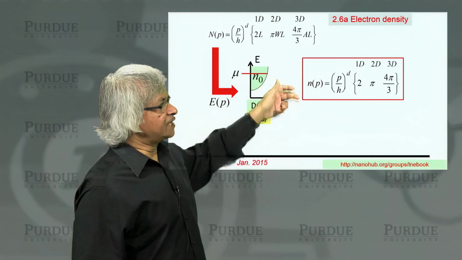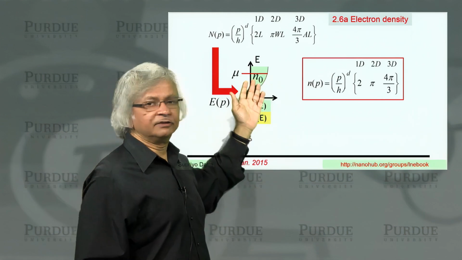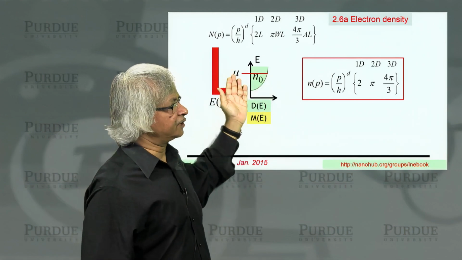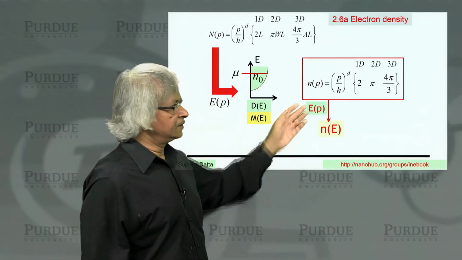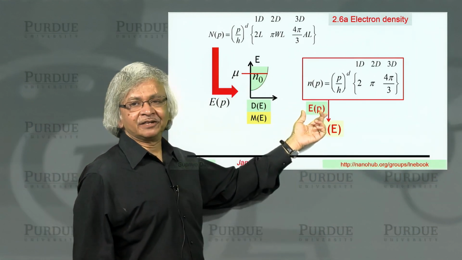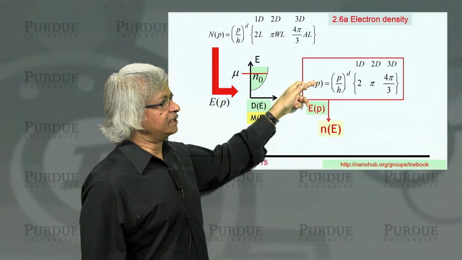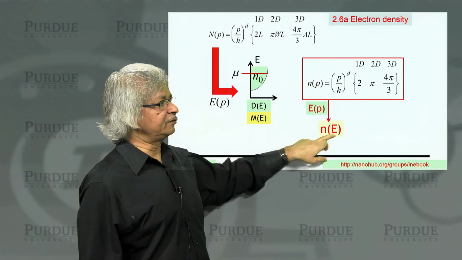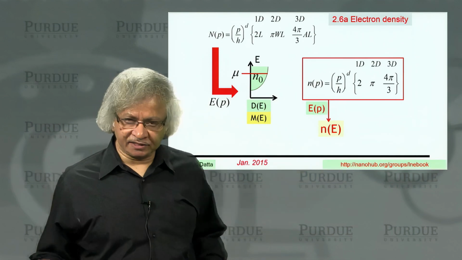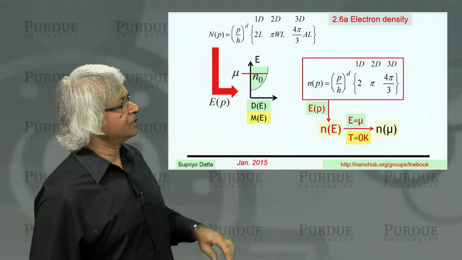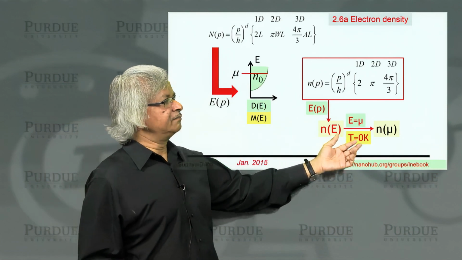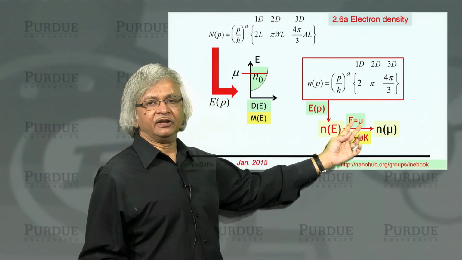And from this, how could I find out the electron density with a given electrochemical potential? Well, the first step would be to get your energy momentum relation, so you can convert the P into an E. That will then give you the electron density as a function of energy. And then at 0 Kelvin, of course, all the states below E equals mu are filled.